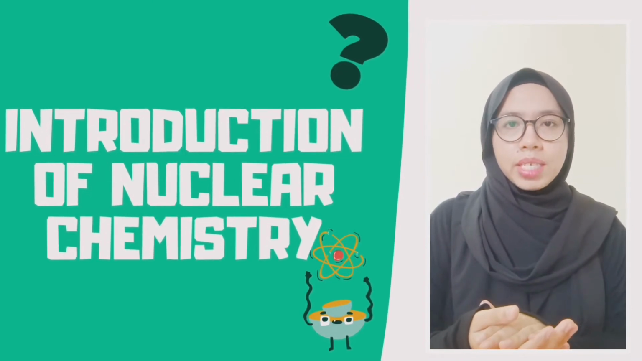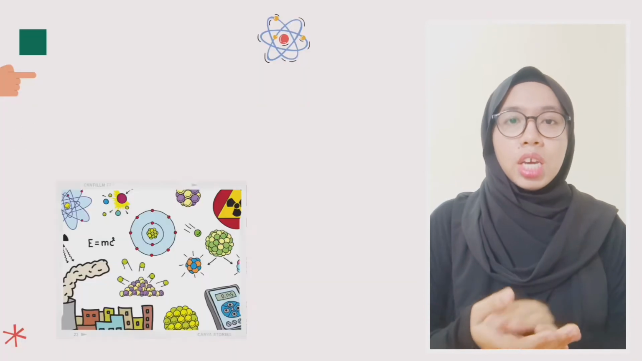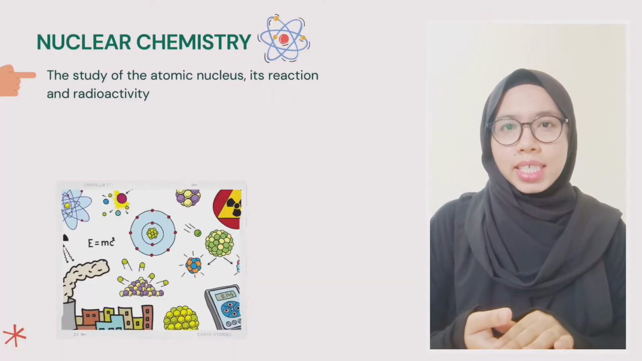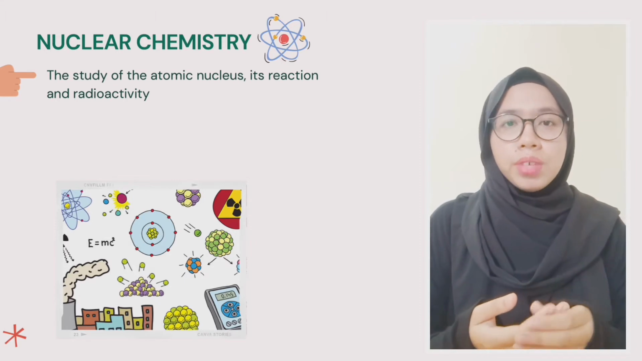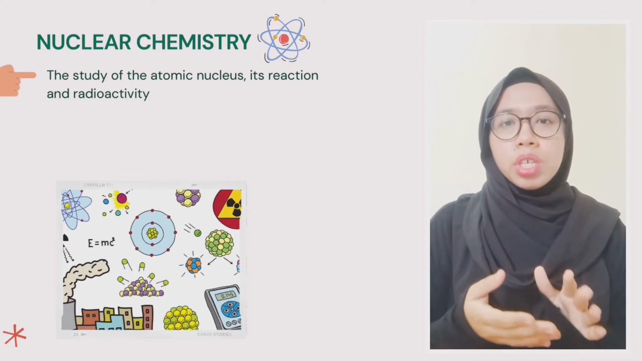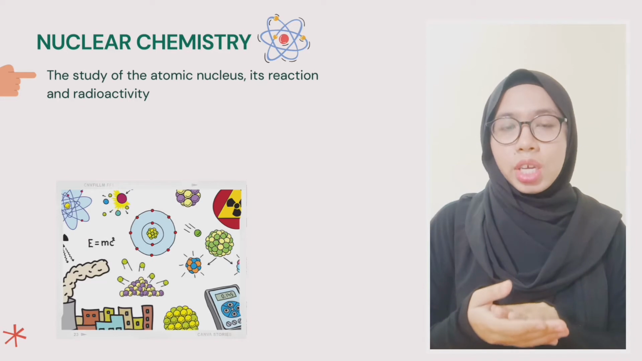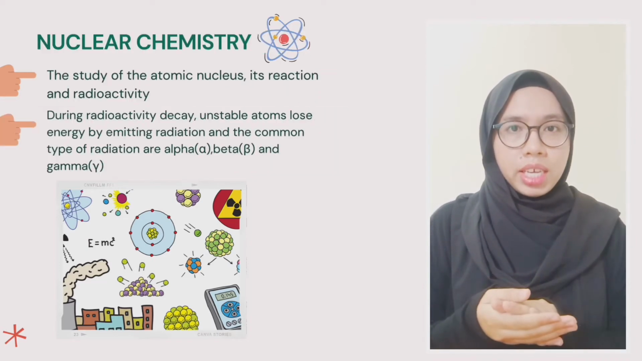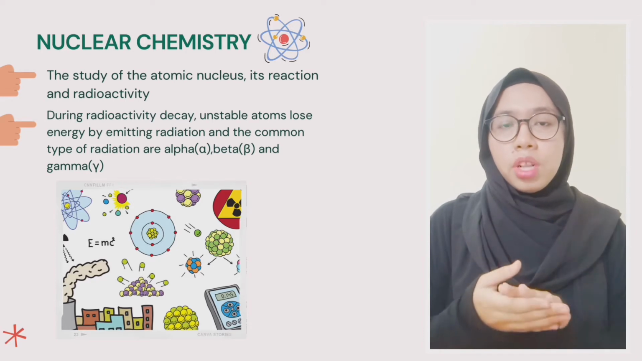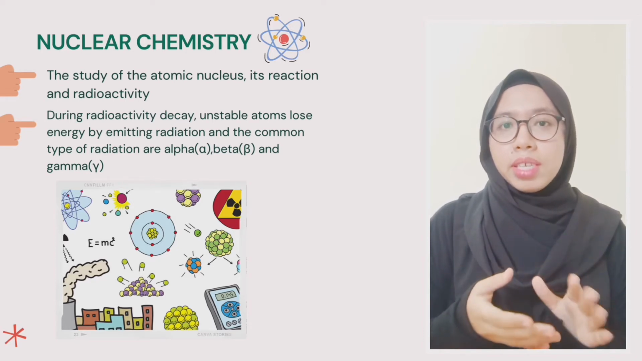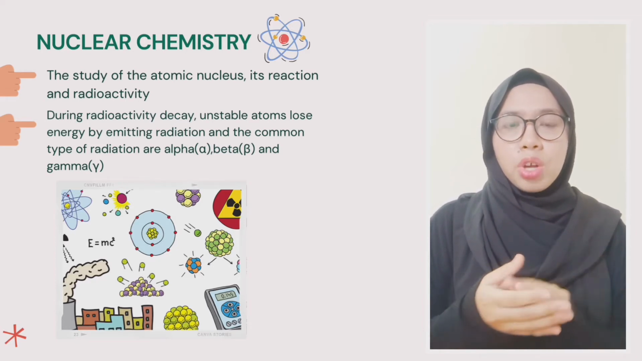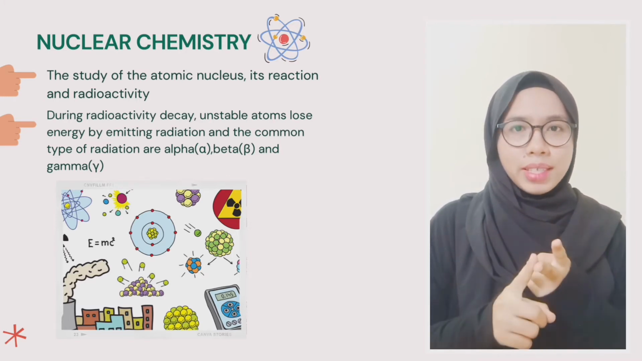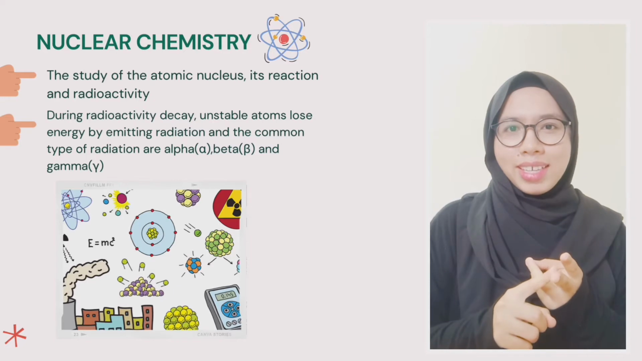First, let me explain about nuclear chemistry. Nuclear chemistry is the study of the atomic nucleus, its reactions, and radioactivity. Radioactivity is the spontaneous emission of particles and energy during nuclear decay. During radioactive decay, unstable atoms lose energy by emitting radiation. The most common types of radiation are alpha particles, beta particles, and gamma rays.